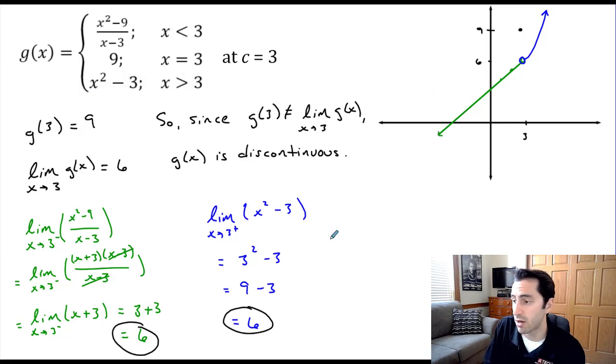So if we look at our graph, this is almost a continuous function. However, as we move along from left to right, so as I move along this green line, once I try and join up with the parabola, there's a hole there. So the thing that's making this discontinuous is the fact that the limit as we approach 3 is not the same as the function value at 3.